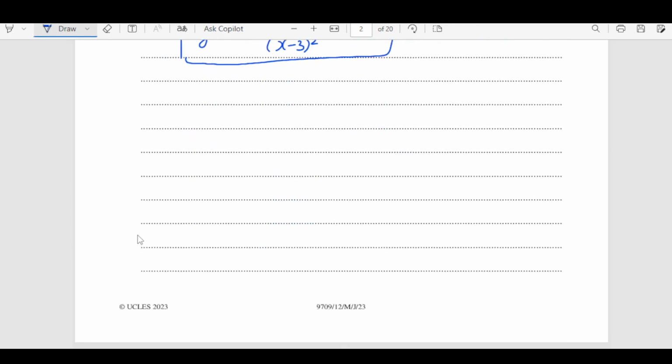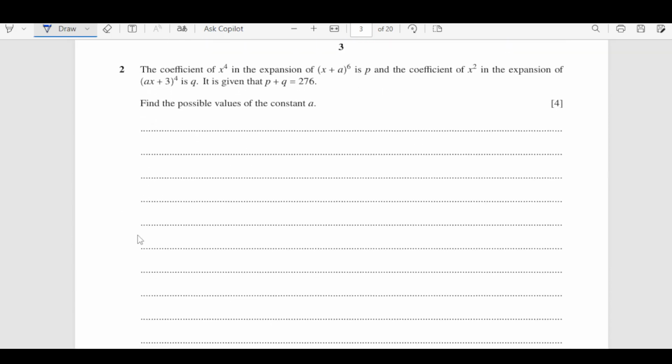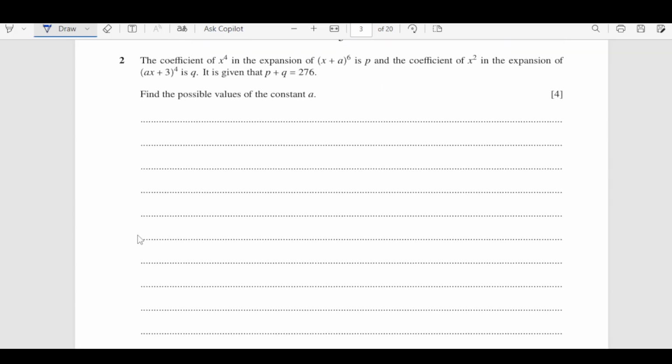Now number 2, we have a question from binomial expansion. The coefficient of x to the power 4 in this expansion is p, and the coefficient of x squared in the expansion of this is q, right? It's given that p plus q is 276. Find the possible values of the constant a. So now we are looking for the coefficients.